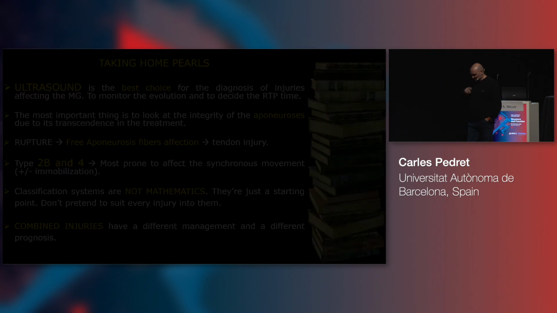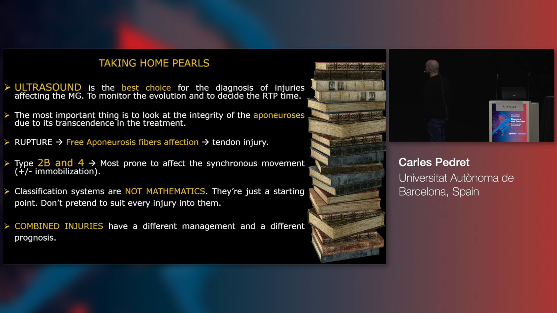So, as a conclusion, for me, ultrasound is the best choice for the diagnosis and for the management of the medial gastrocnemius. The most important thing is to look at the aponeurosis. A rupture, a fibrous affection. We need to think about a tendinous injury or an aponeurotic injury, so it takes time. Type 2B and 4 are more prone to have affection in the synchronous movement because they lose the connection between both aponeuroses. Classification systems always, not mathematics.